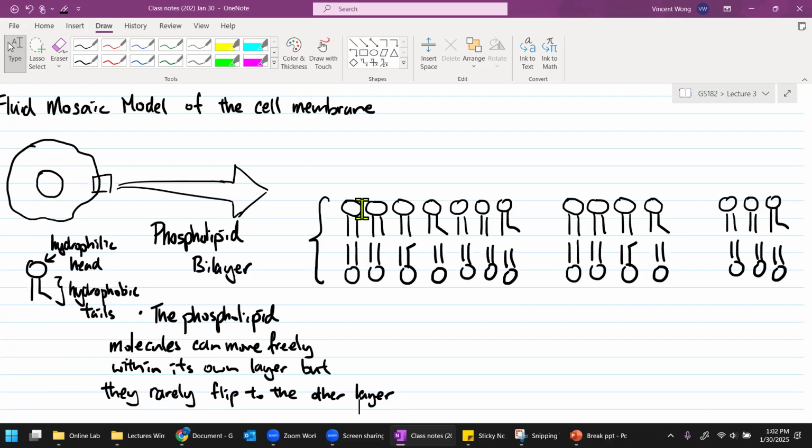But they don't flip to the other side. They're going to stay within their own layer. This one can go sideways, into the screen, out of the screen, but again, it doesn't flip. So no flip-flopping, but moving within its layer is okay. And that's why this is called a fluid mosaic model. The keyword being fluid, as in they have the mobility to move around. If it's solid, then it's fixed in place, like a brick wall, where the bricks are not shifting from one place to another. But this is not solid. This is fluid. Is that okay?